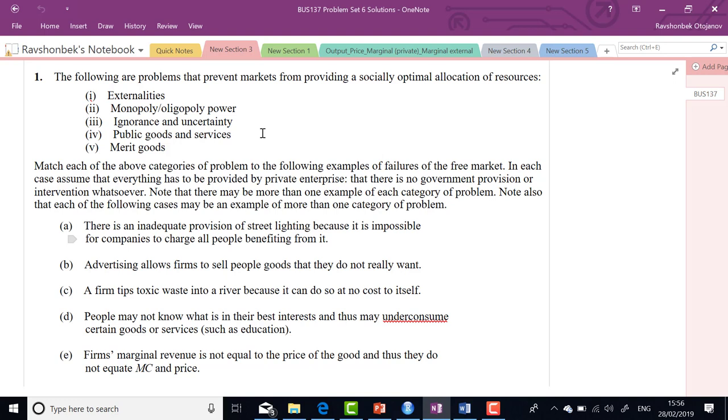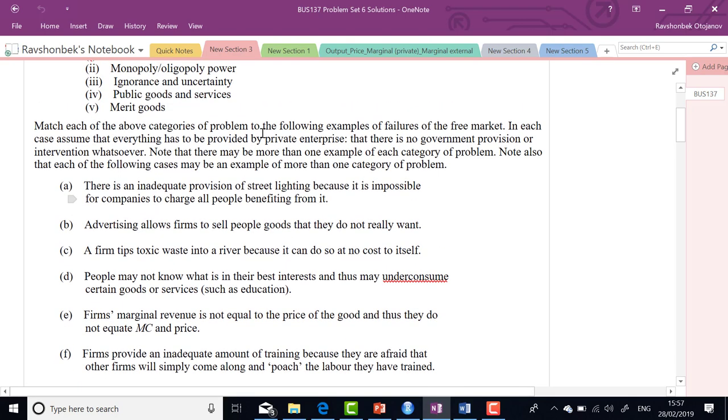Right, so E. Firm's marginal revenue is not equal to the price of the good, and thus they do not equate MC and price. Under what? Yeah, it was monopoly and oligopoly, right? They do not equate their marginal revenue to marginal cost, because of the downward sloping demand curve. It's only in perfect competition, where the demand curve is a straight line, that AR equals MR equals price. And as such, they equate MC to price in perfect competition. But monopoly, in this case, does not. Now, the last one.